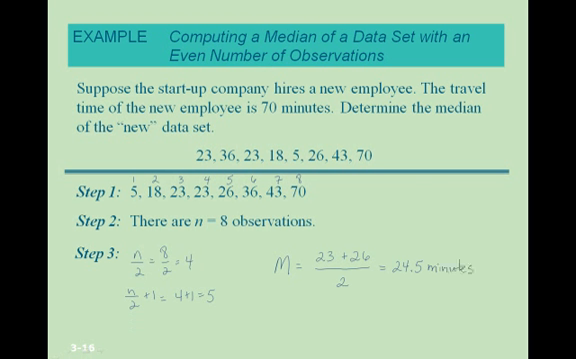So the median with an odd number of observations will actually be a value in the data set. But the median when we have an even number will be an average of the two middle values. So it's not an actual value in the data set in this case.